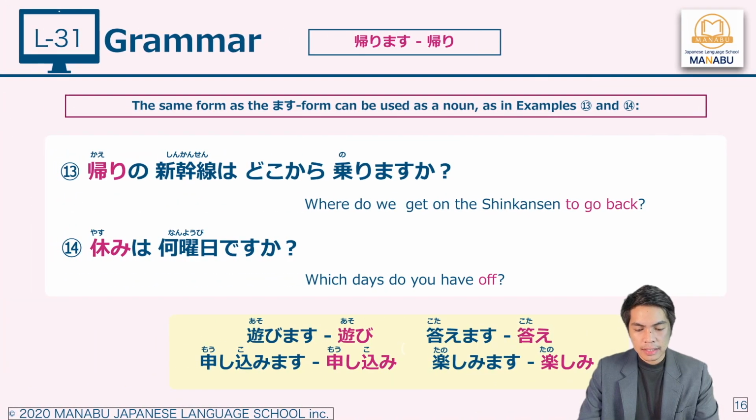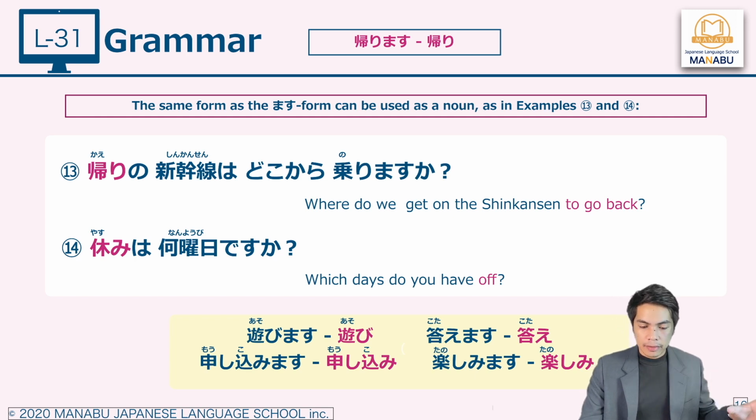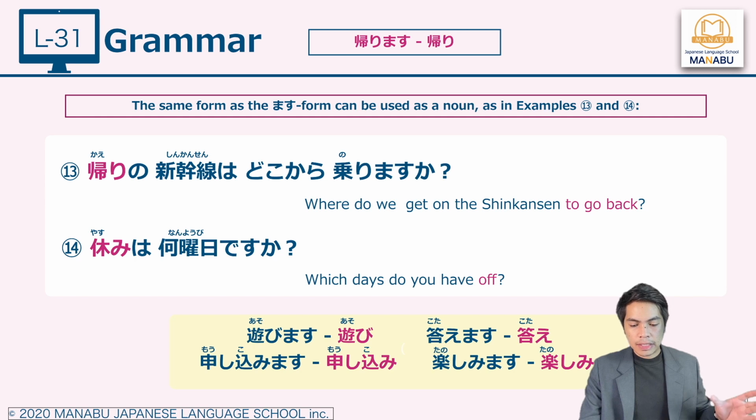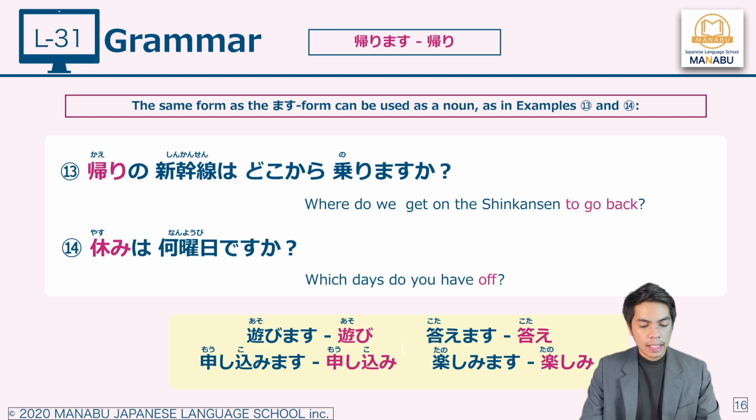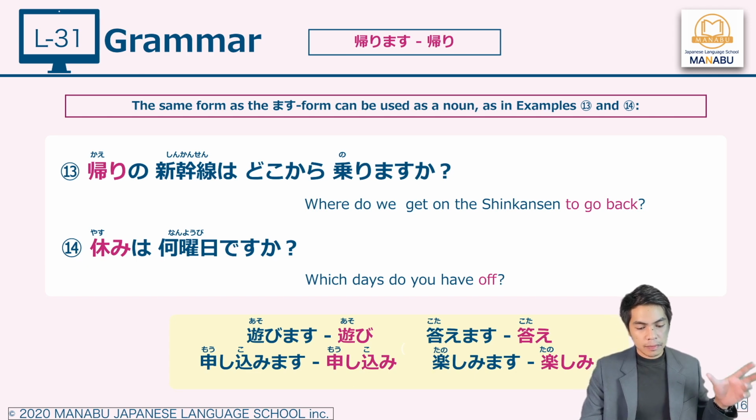Grammar point number 6, removing the mas of the verbs. So in this example, kairimas, removing mas from a verb, the verb becomes a noun. Just like kairimas, kairi. The same form as the mas minus form can be used as a noun, as in examples 13 and 14. So we say, kairi no shinkansen wa doko kara norimasu ka? From the verb kairimas, if you remove the mas, it will become a noun. Kairi means going back, going home. It's a noun. Kairi no shinkansen, the bullet train for going home.